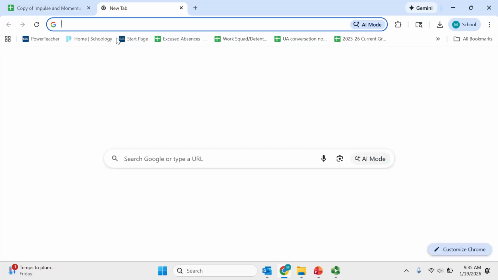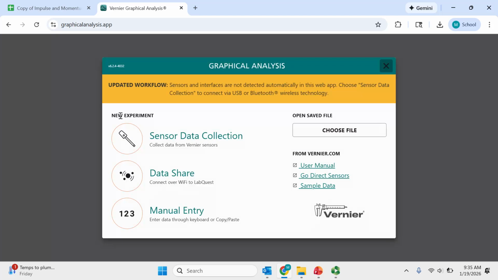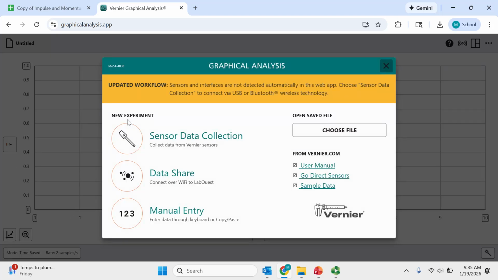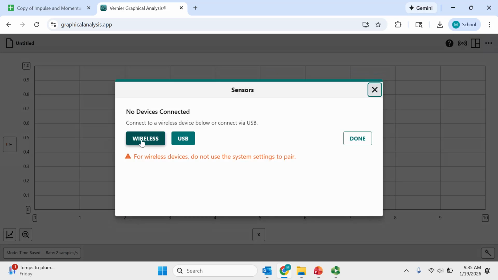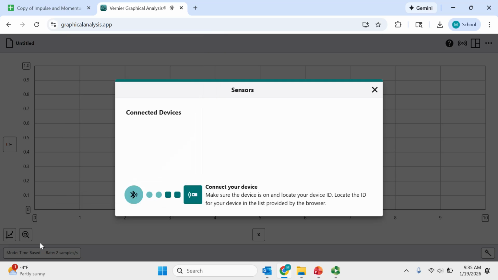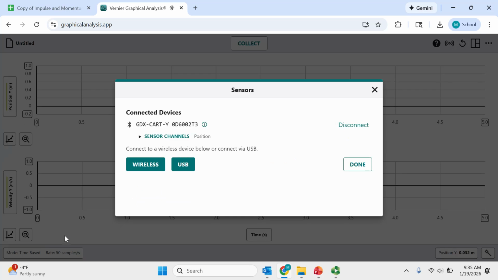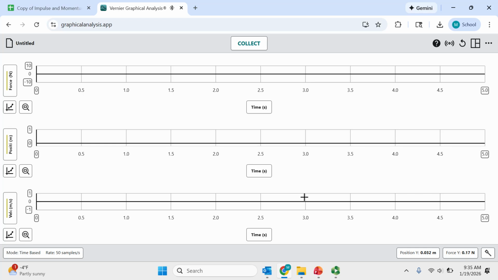The next step is to open up graphical analysis, and so I'll go to graphicalanalysis.app and then connect my cart to this. So if I go sensor data collection, I turn on my cart, go wireless, I look for the cart, there it is, pair it, and as soon as it gets paired, we do need to do one thing with the sensors. We want the force sensor as well because we are interested in how force varies over time.